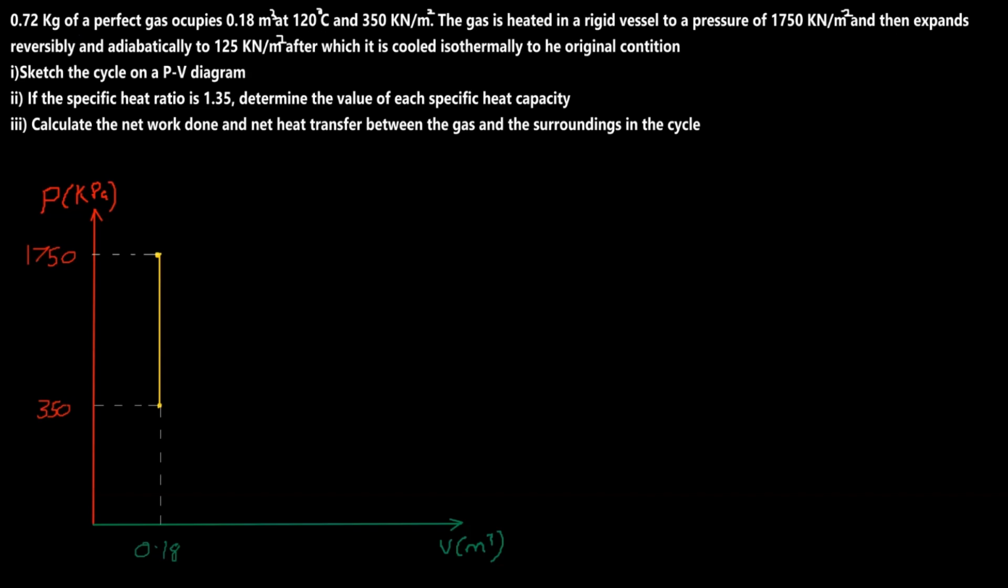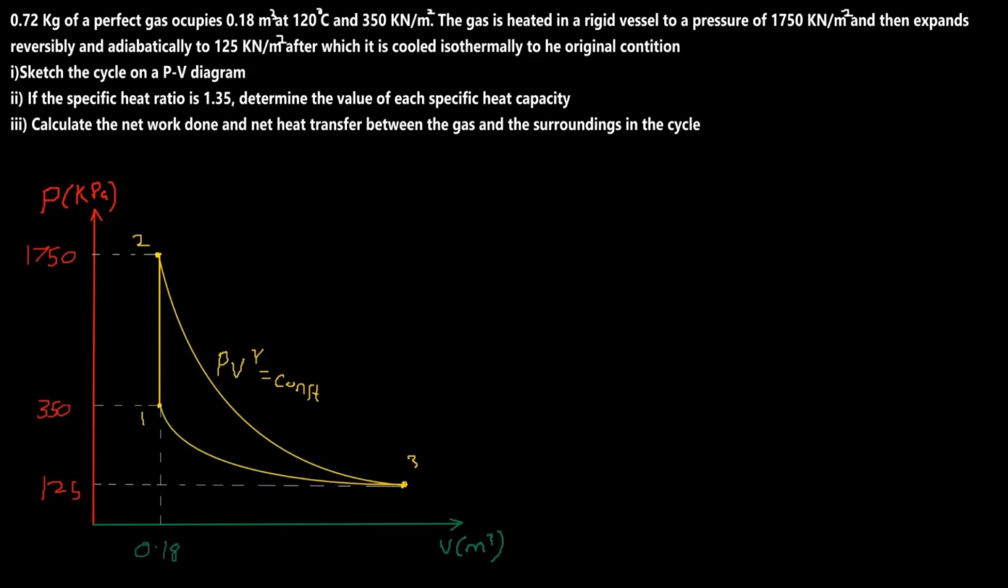Then, it expands adiabatically to a pressure of 125 kilopascals. We don't know the volume at this state. For an ideal gas, the PV relationship is PV to the power of gamma, the specific heat ratio, is constant. Finally, the gas is cooled isothermally to the initial condition. For an isothermal process, the PV relation for an ideal gas is PV is constant. So we have our PV sketch for the cycle.